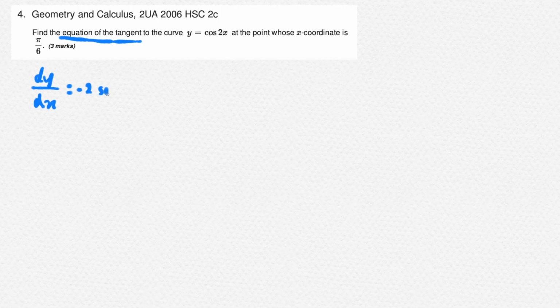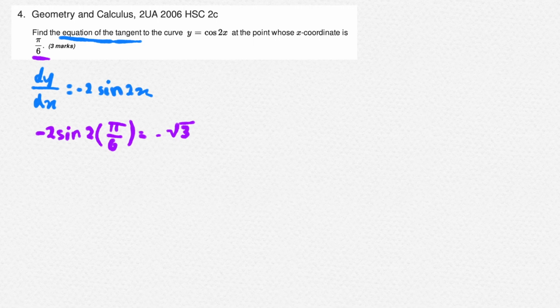To differentiate cos x, it is minus sine x. Since there is a 2 in front of the x, we times it at the front, which will give you minus 2 sine 2x. In the question, the x coordinate is pi over 6. So let's sub this back into our gradient equation. Minus 2 sine 2 times pi over 6. Now, you can either put this into your calculator or you can solve this in your head. This should give you a result of minus root 3.